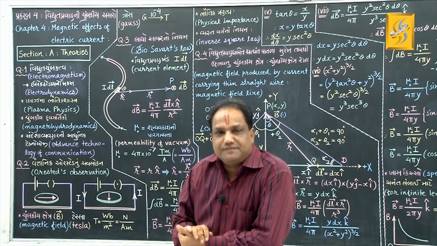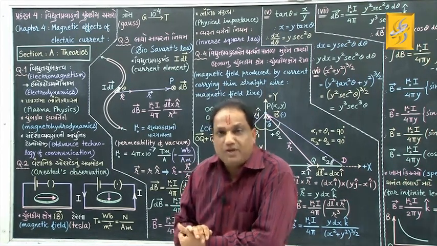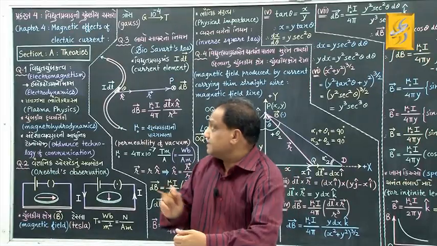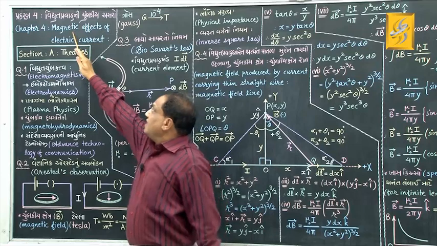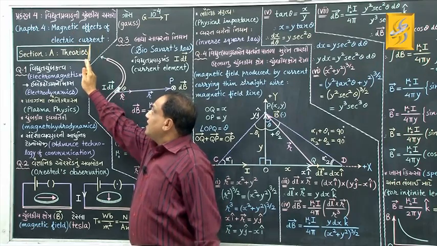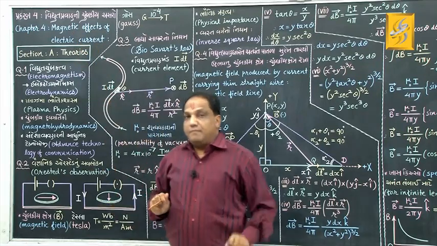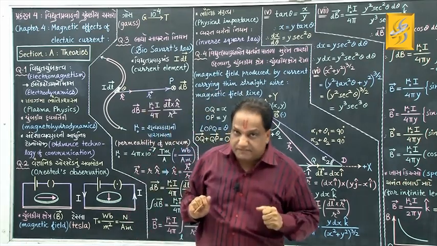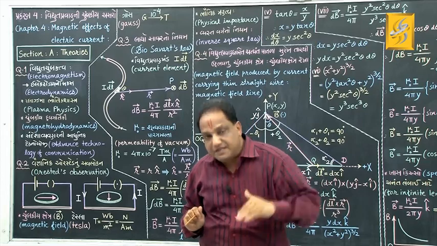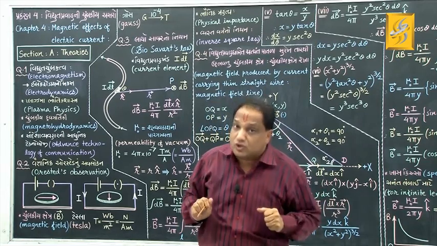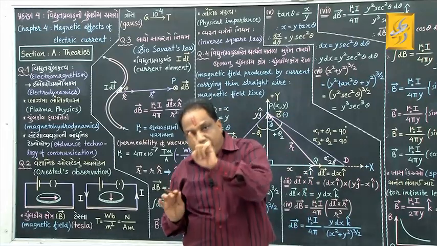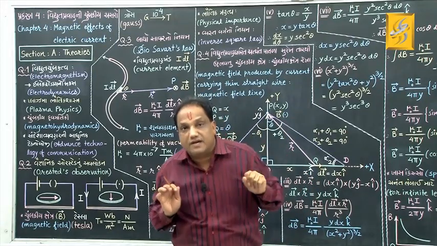Come on, my dears. Today we begin with a new chapter, chapter number 4. The title is Magnetic Effects of Electric Current. My dears, electric current has its electrical effect, a heating effect, and a chemical effect also. But in this chapter we will discuss the magnetic effects of electric current.